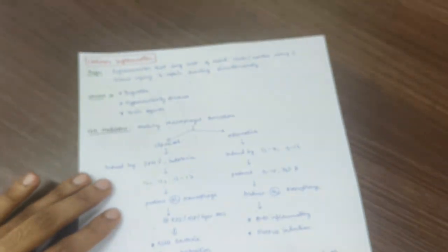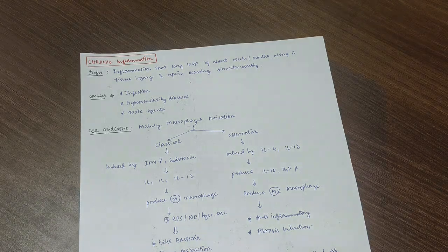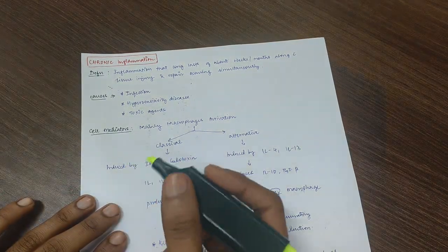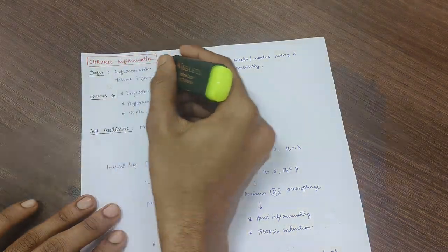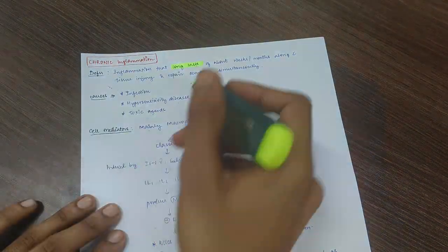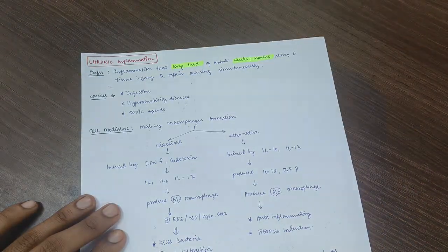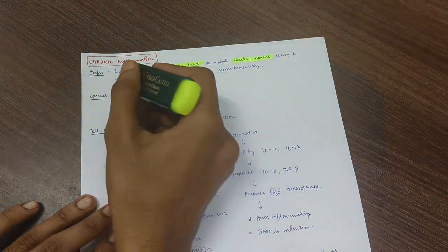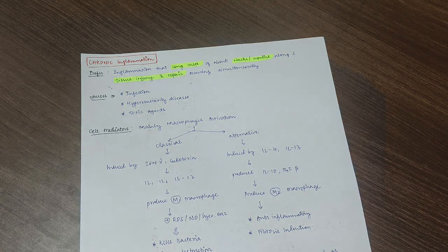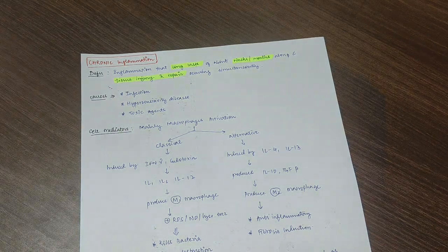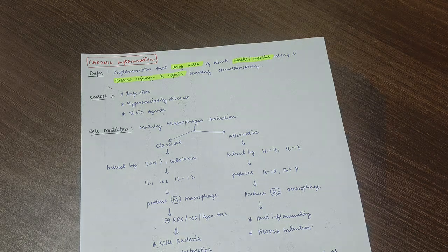Next we will talk about chronic inflammation. So what is chronic inflammation? It is inflammation that lasts long, about weeks or months, along with tissue injury and repair. There is both tissue injury and repair. These are the three keywords you want to write. It is long lasting, that is for weeks or months, and it consists of both tissue injury and repair occurring simultaneously.